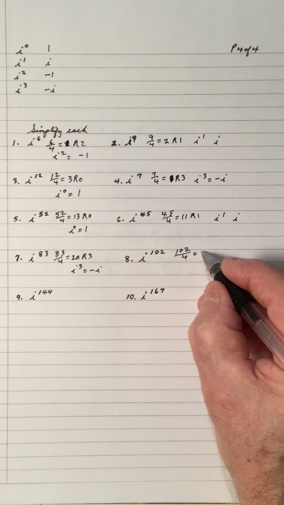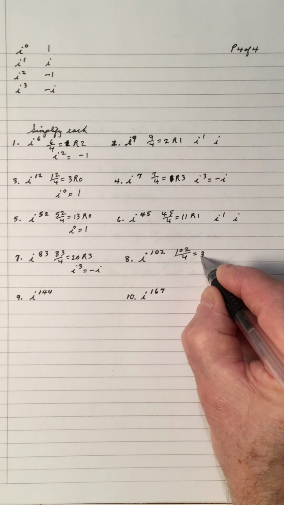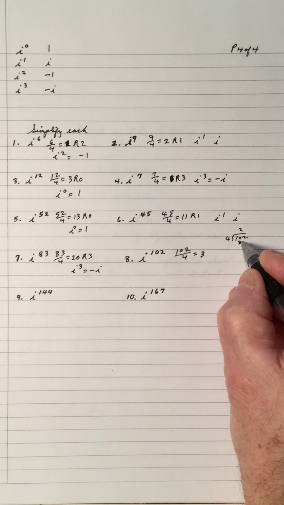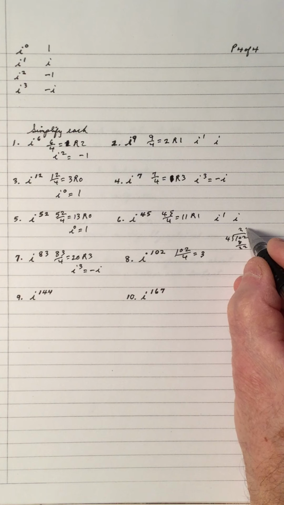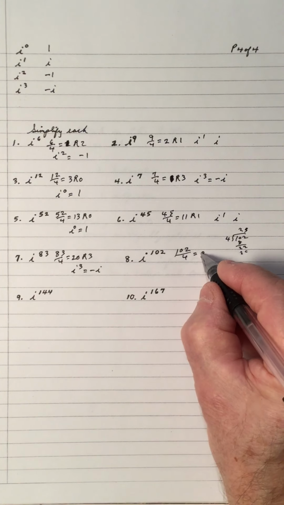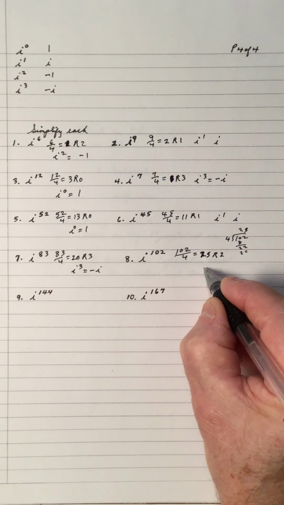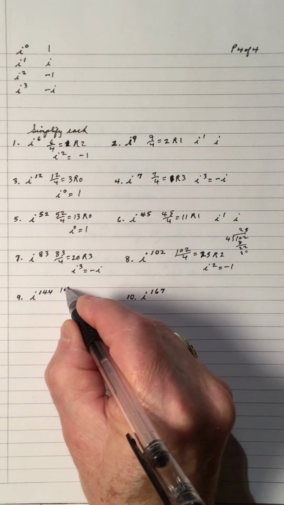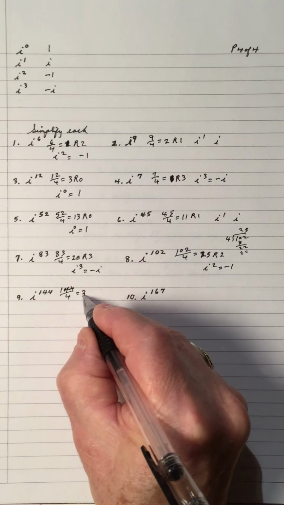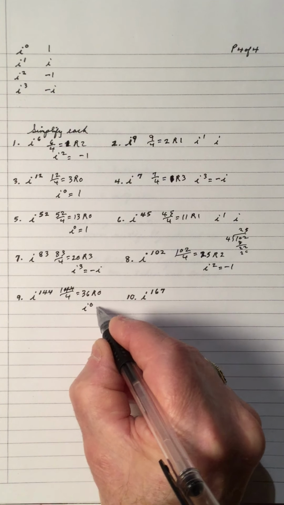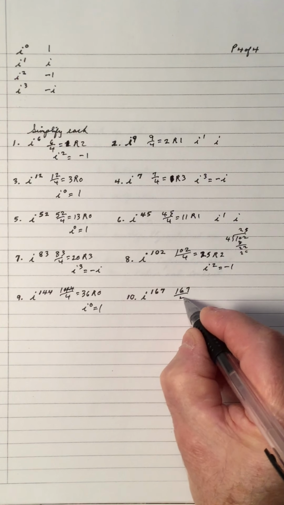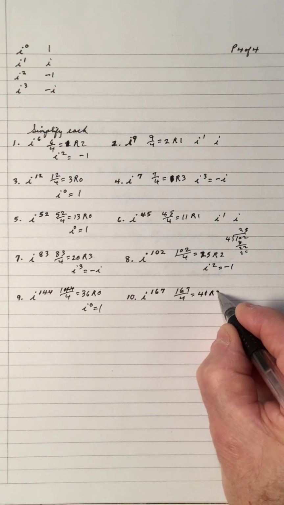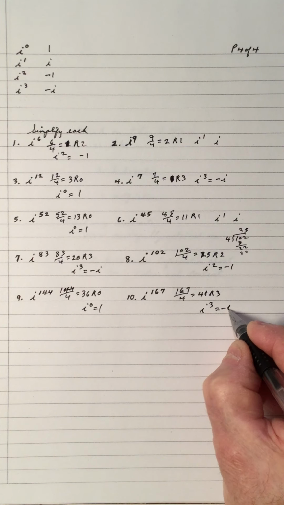102 divided by 4. 4 fives are 20, so that's 25 with a remainder of 2. i squared is negative 1. And 144 divided by 4 gives me 36 with a remainder of 0. i to the 0 is 1. And 167 divided by 4 gives me 41 with a remainder of 3. So i cubed is negative i.